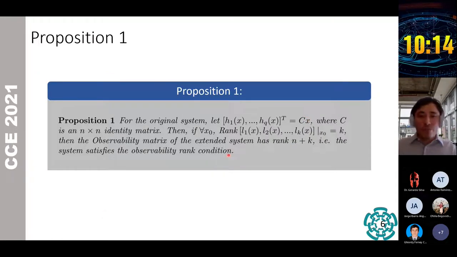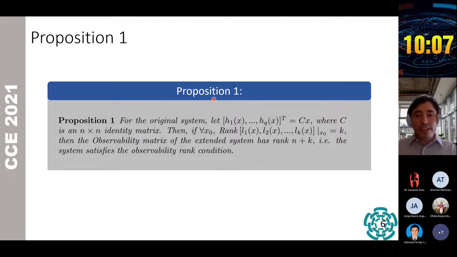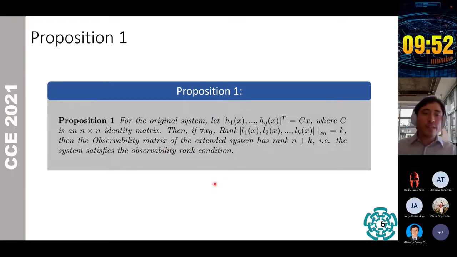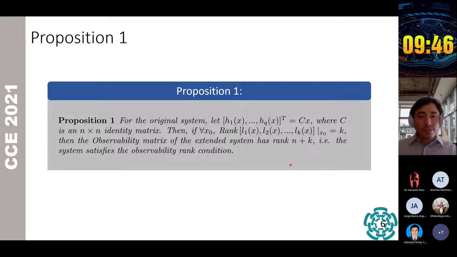Also, in our work, we add the following proposition, where we assume that the states of the original system are available as output, and then if the rank of these k fault signatures equals k, then the observability matrix of the augmented system has rank n plus k. That is, the augmented system satisfies the observability rank condition.